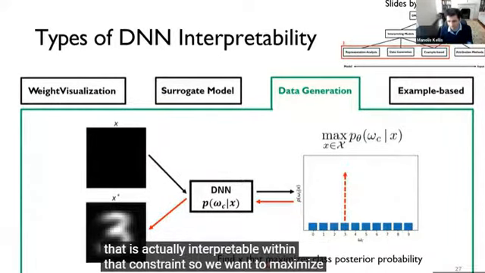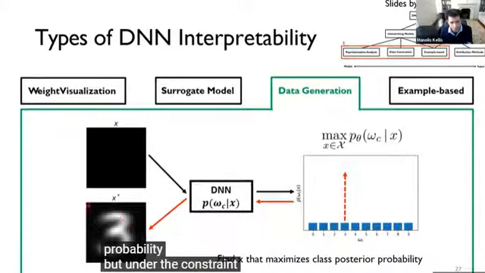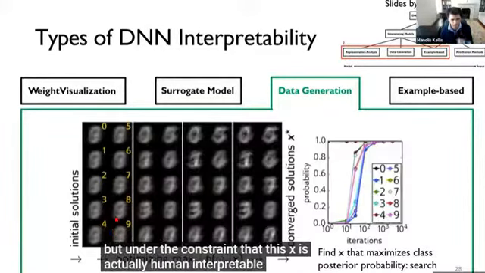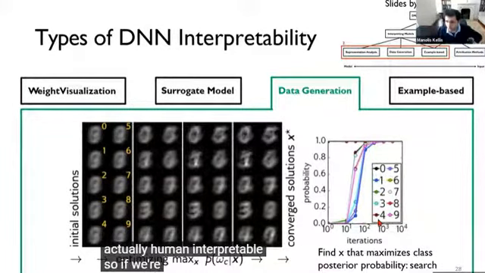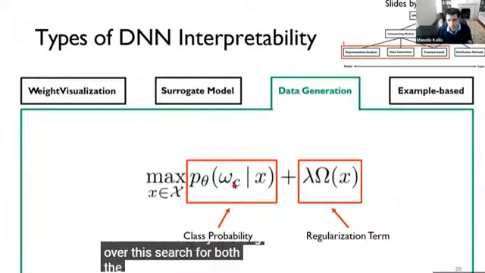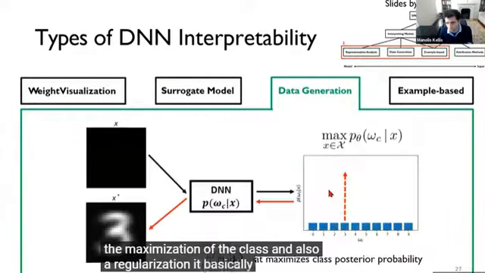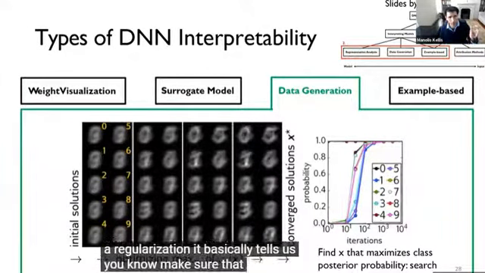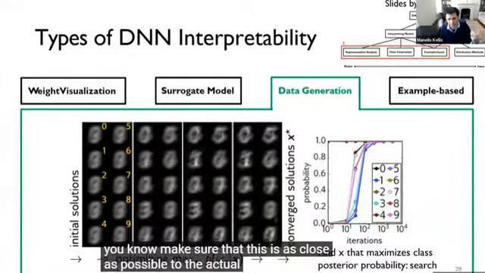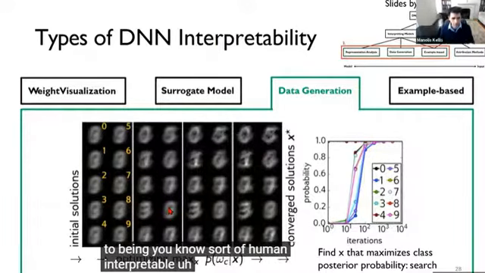So we want to find the X that maximizes the class posterior probability, but under the constraint that this X is actually human interpretable. So we're iterating over this search for both the maximization of the class and also a regularization that tells us to make sure this is as close as possible to the actual inputs, or to the human interpretable classes.